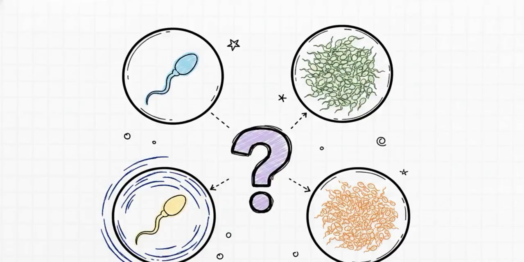If you guessed A, morphology, your clinical instincts are spot on. I mean, having a high count and great swimmers is fantastic, but if the physical structure of the sperm is defective, they just can't penetrate the egg. Morphology is usually the strongest predictor of fertilization success. It totally proves that in reproductive biology, quality fundamentally overrides quantity.